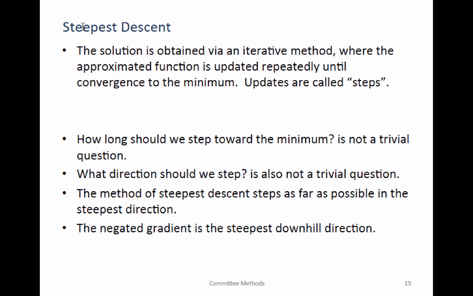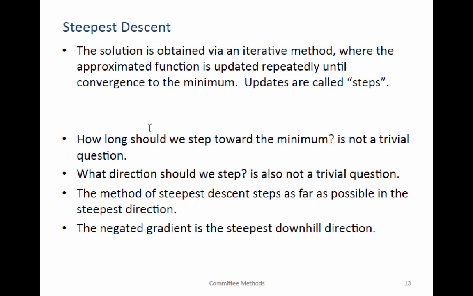So the steepest descent is just like it sounds. It uses an iterative method, and we're thinking about approximating the function repeatedly until we converge to a minimum, and these updates are called steps, so this is a general thing. It's going to move in the direction of the steepest descent, which is in the direction of the negated gradient. So that's what we're doing.